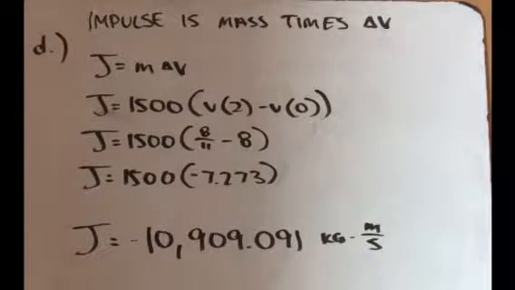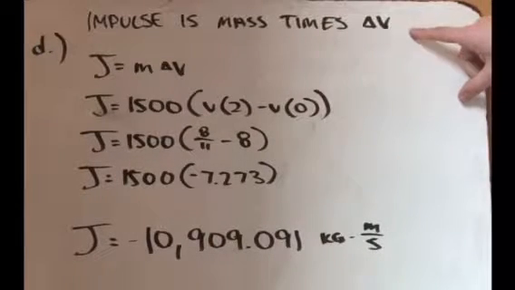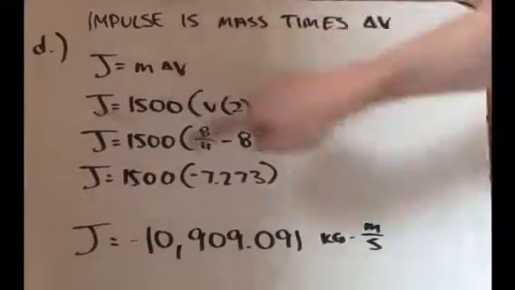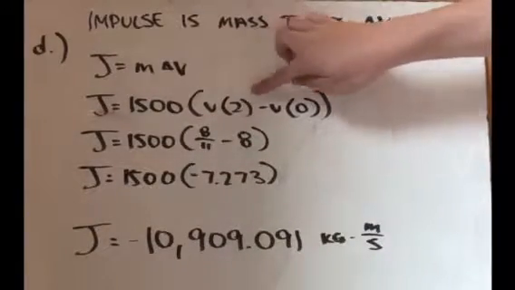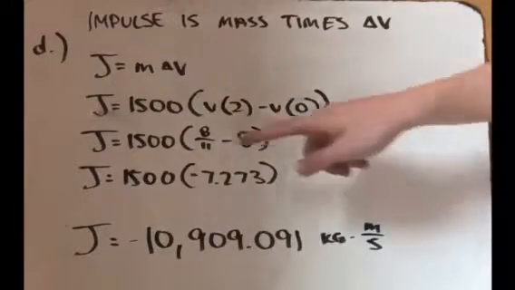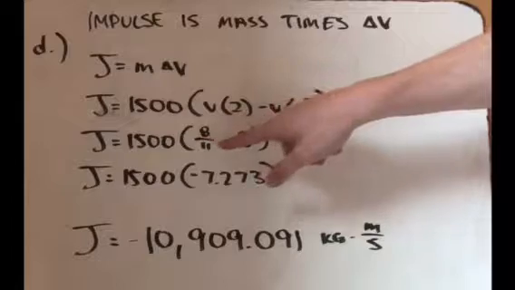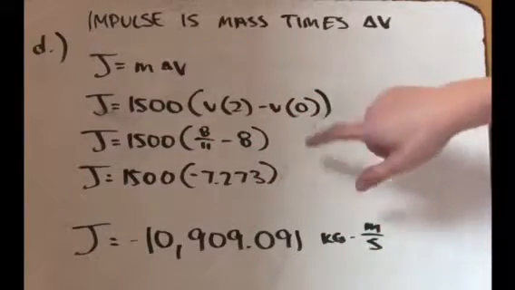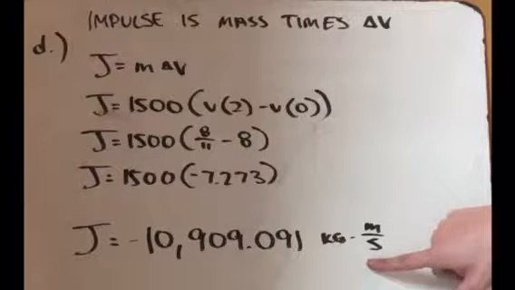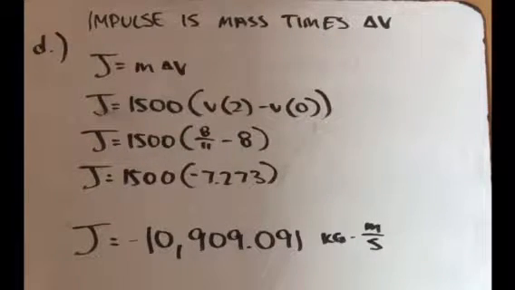In part D, we had to find the final total impulse given on the system. Impulse is mass times the change in velocity, or change in momentum. So we did the mass of 1,500 times the velocity at 2 seconds minus the velocity at 0 seconds, which we found to be 8 over 11 minus 8, which is negative 7.273. And we found that the impulse is negative 10,909.091 kilograms times meters per second, or newton seconds.